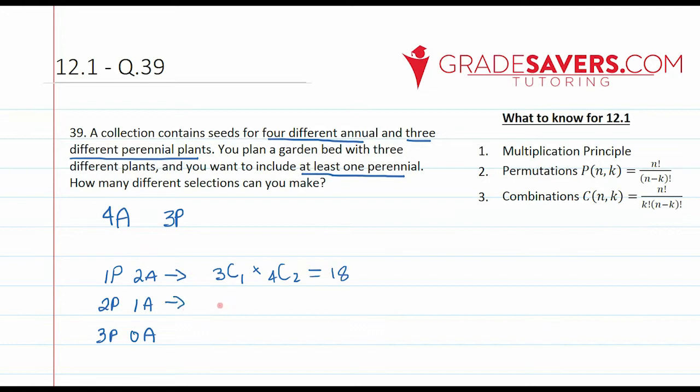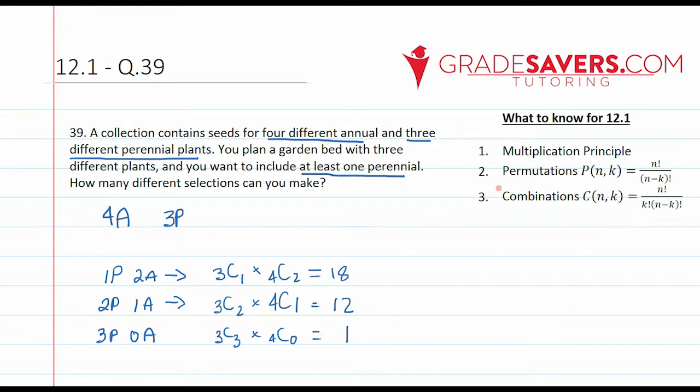This can be represented by 3 choose 2. There's 3 different perennial plants. We need to choose 2 of them, multiplied by 4 choose 1, which is equal to 12. And finally, 3 choose 3 multiplied by 4 choose 0, which is simply 1.